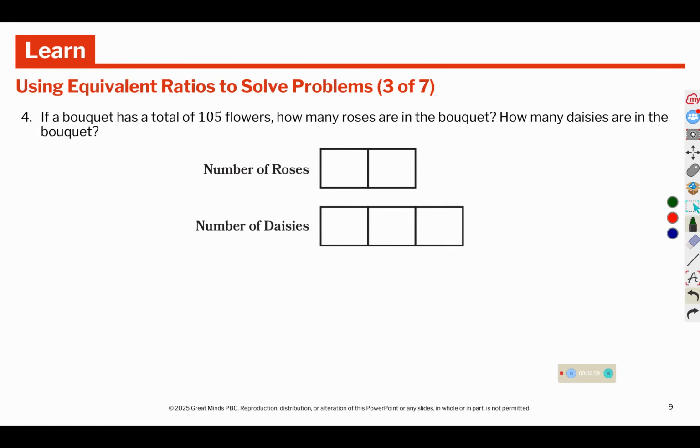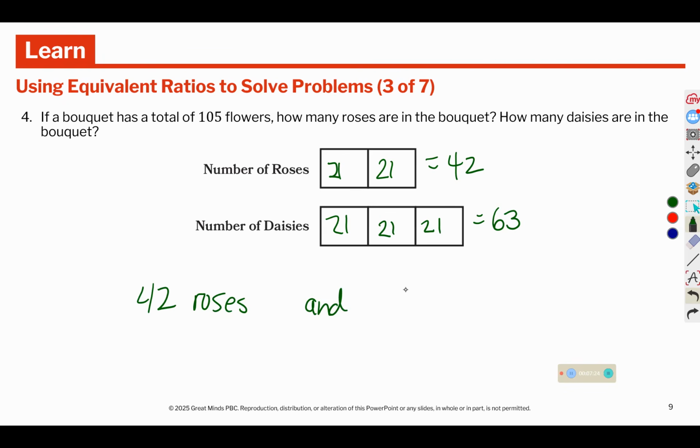If a bouquet has a total of 105 flowers, how many roses and daisies are in the bouquet? We did this problem earlier, so just fill it in with the information from before. We did this in problem 1. So there were 42 roses and 63 daisies.